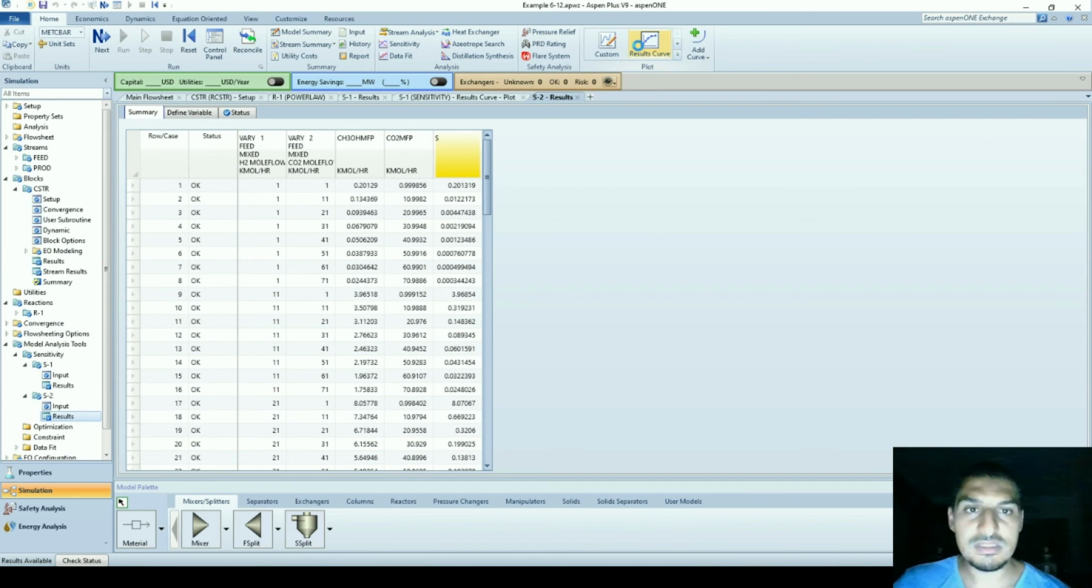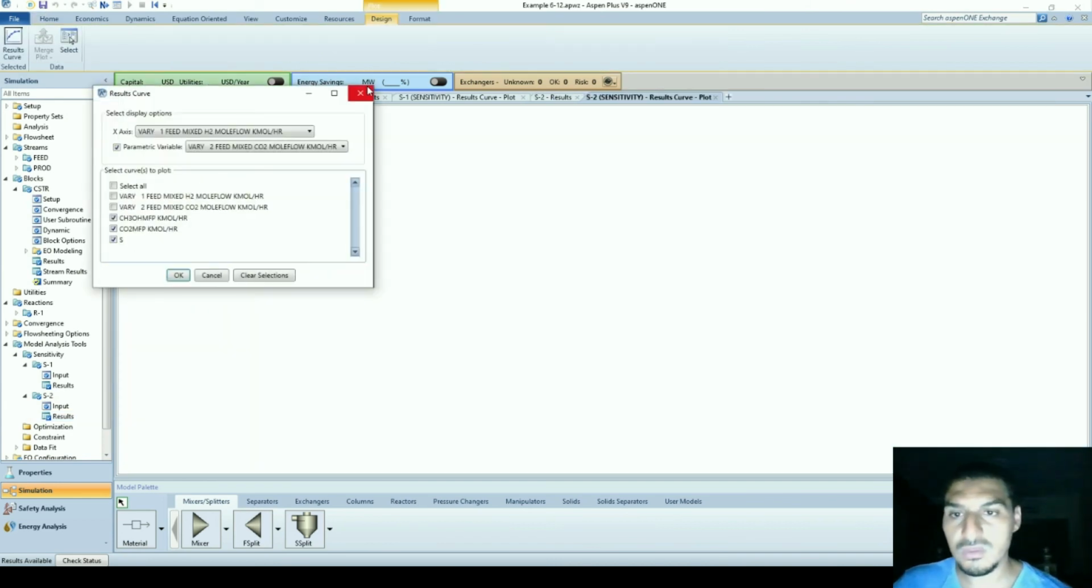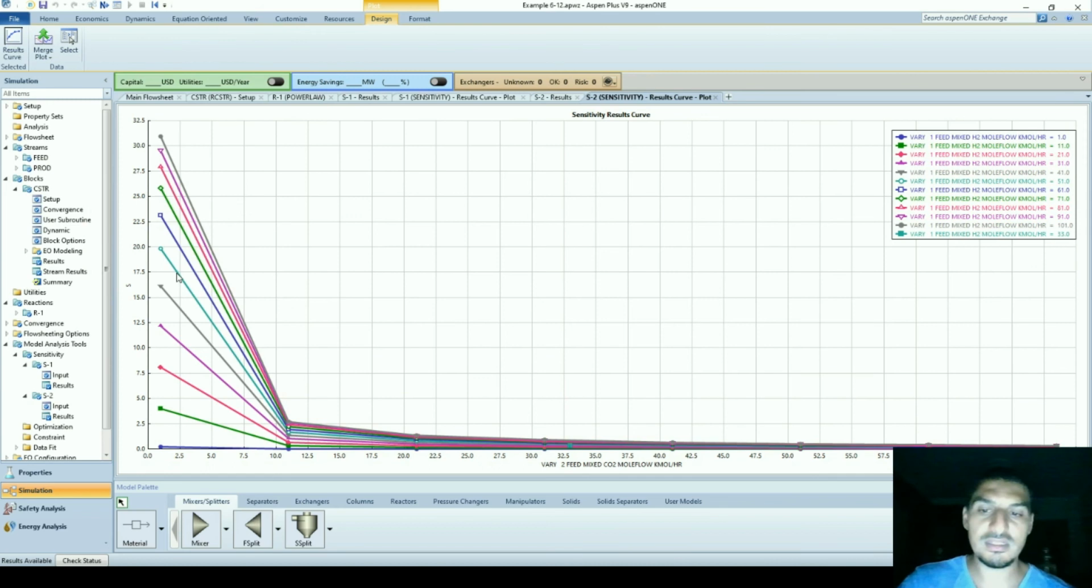Again, I want to see this as a results curve. I want to have the carbon dioxide as the X value and the hydrogen as the parametric variable. I'm not interested in these. I'm interested only in the selectivity, and this is what we see. So there are many outputs that I can get out of here.